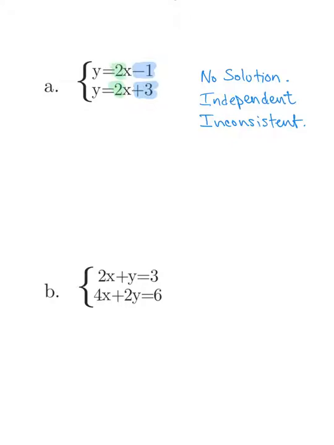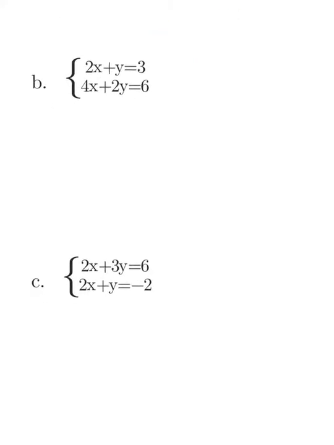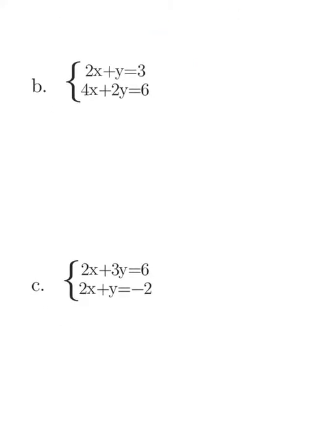All right, let's move on to example B. Example B, we have 2x plus y equals 3, 4x plus 2y equals 6. Again, the first thing that I want to do is rewrite these in slope-intercept form so that I can compare my two equations. Make sure that when you do this, you simplify slopes and you simplify y-intercepts. You need to simplify everything as much as possible.